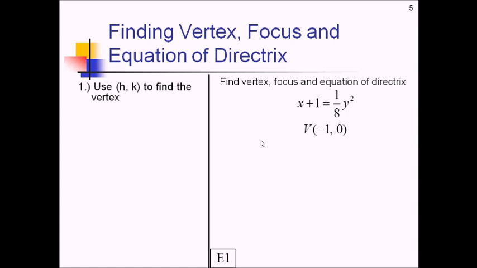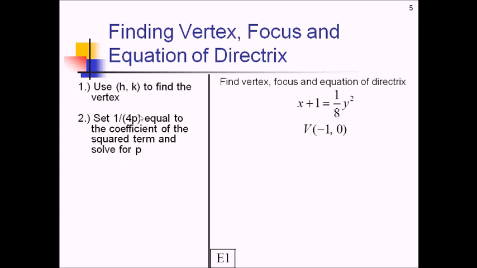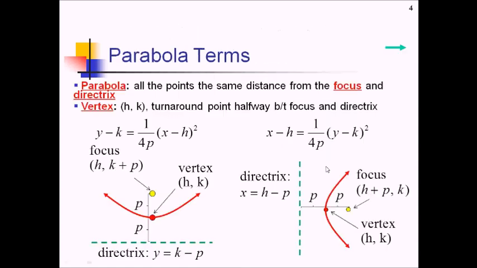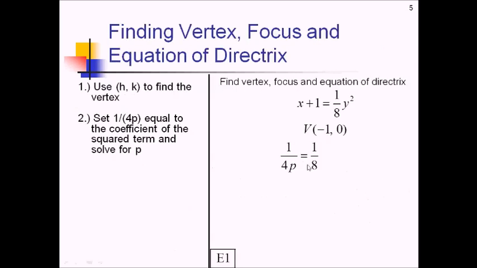To get the focus and directrix, we need to know the p value. We can figure that out by setting 1 over 4p equal to the coefficient of the squared term, which is 1 over 8 in this case. Because if you remember back to those parabola equations, back on this page here, both of those equations had 1 over 4p in front of the squared stuff. So, solving for p, we end up with 2.